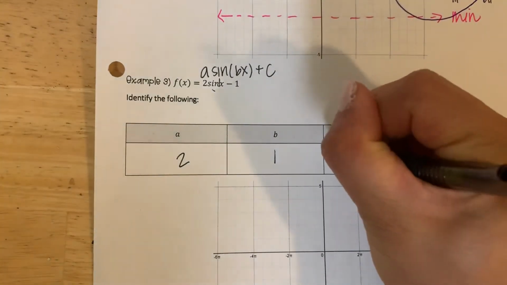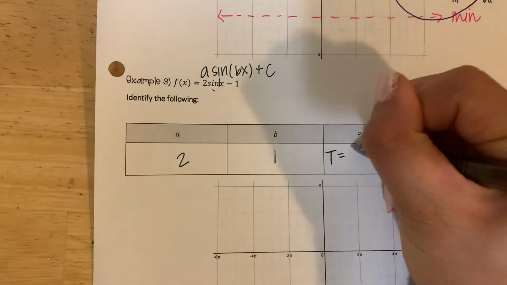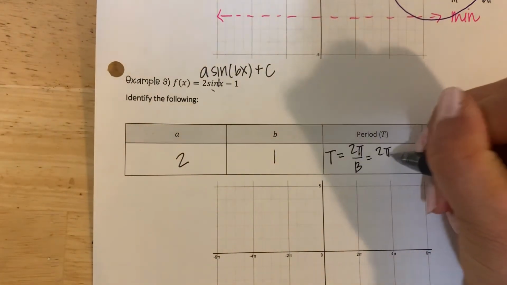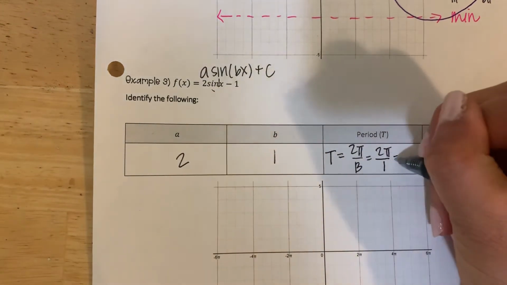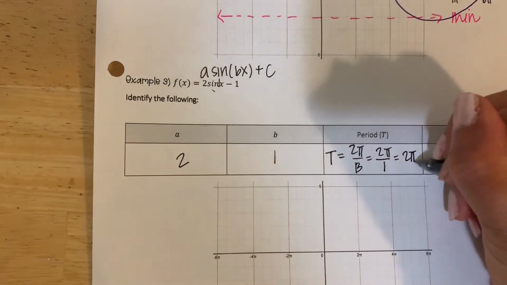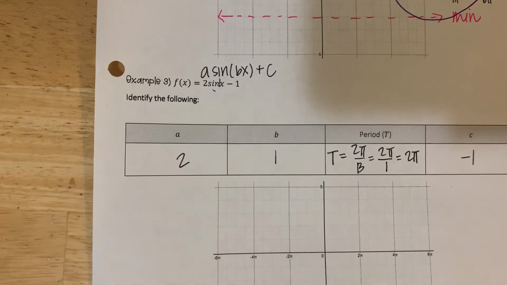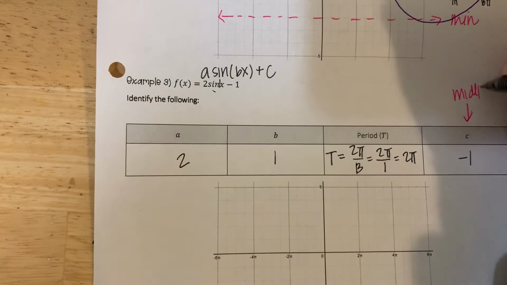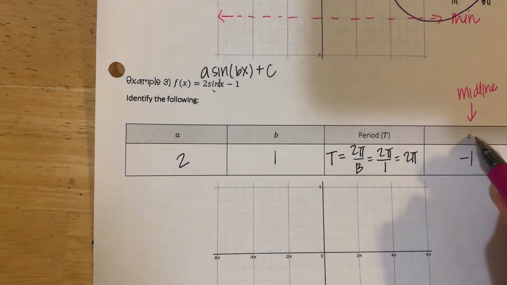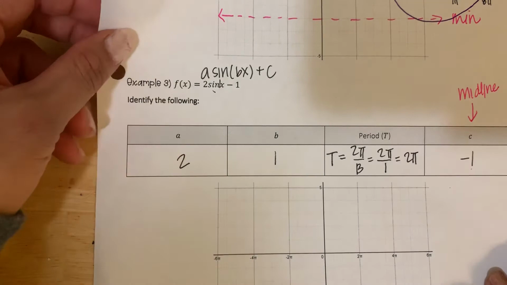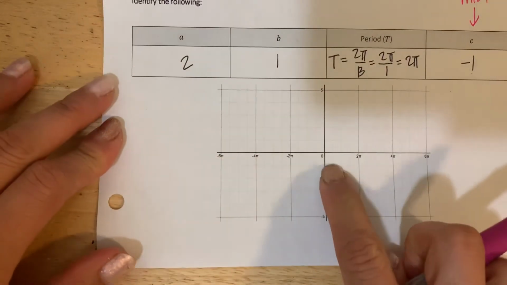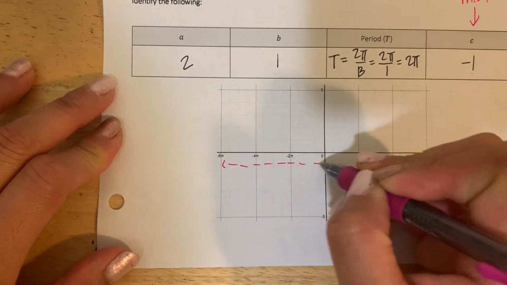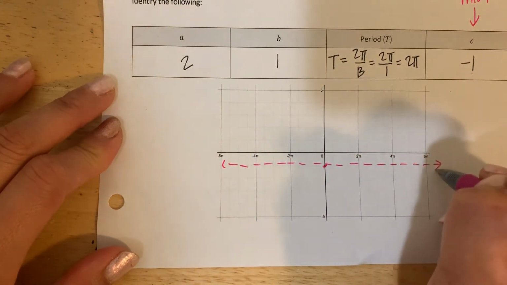We're gonna go ahead and find the period. The period is 2 pi over b. And we said that our b value is 1. 2 pi divided by 1 is just 2 pi. We're gonna go ahead and start with our midline. Remember, our midline is our c value. So this time, our midline is at -1. So you're gonna look on your graph, you're gonna look for a -1 on the y-axis, which is right here. You're gonna go ahead and draw a horizontal line at -1.